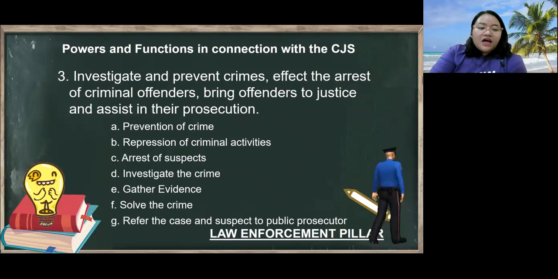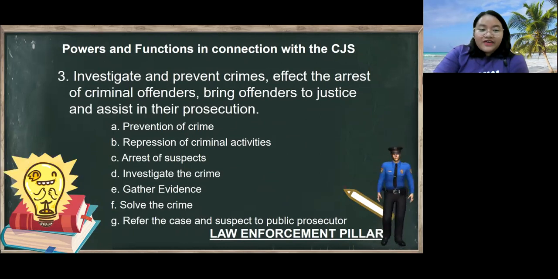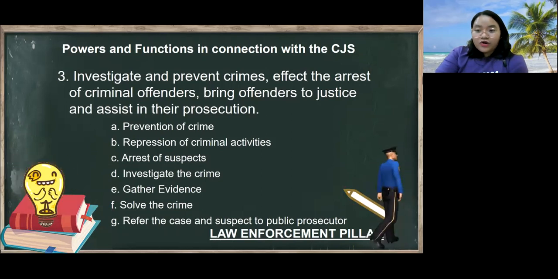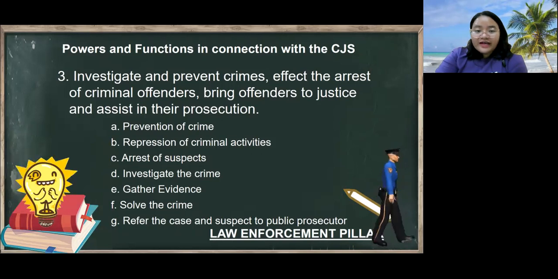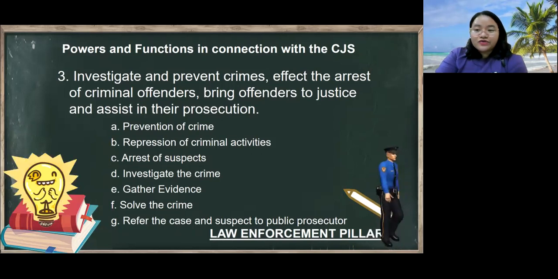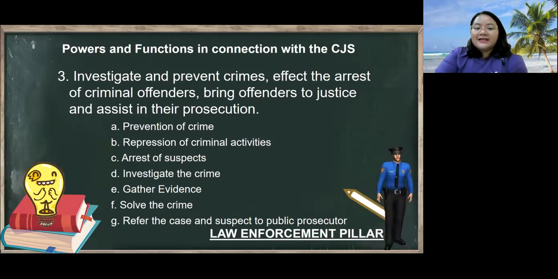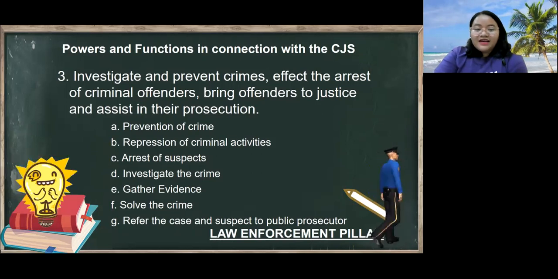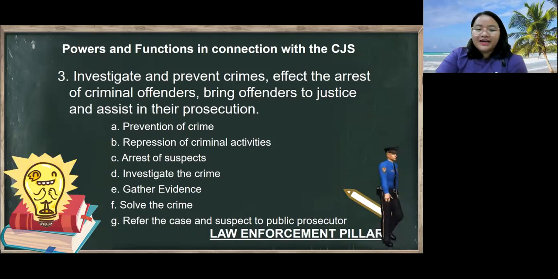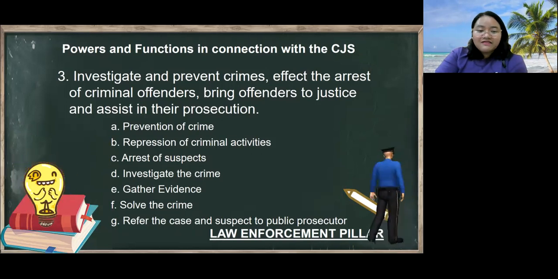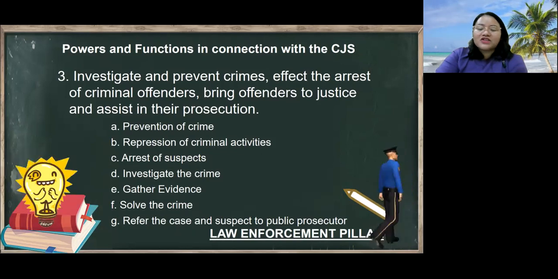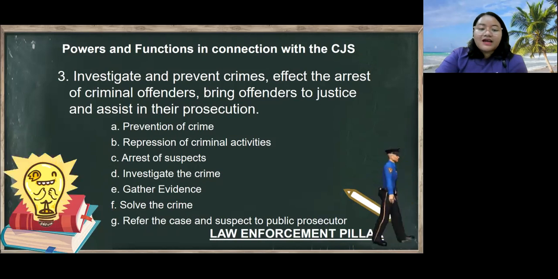So another is to investigate and prevent crimes, effect the arrest of criminal offenders, which later on we will know how to arrest, how police officers arrest, what are the necessary things to have, and what are the different types of arrest. Bring offenders to justice and assist in their prosecution. So again, as I've mentioned a while ago, they try to prevent crime, the repression of criminal activities, the arrest of suspects. They also investigate the crime, gather evidence, solve the crime, and refer the case and suspect to the public prosecutor once there is already a certain lead to a certain crime that happened.